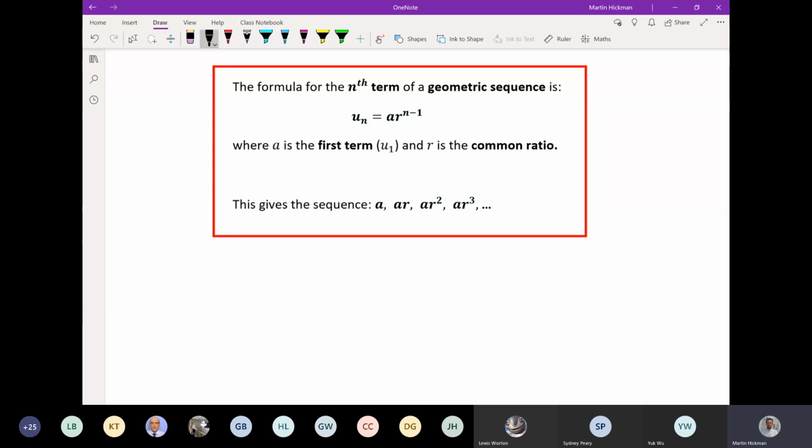What this means is the first term of the sequence is a, the second term of the sequence is ar, the third term is ar squared, and so on.